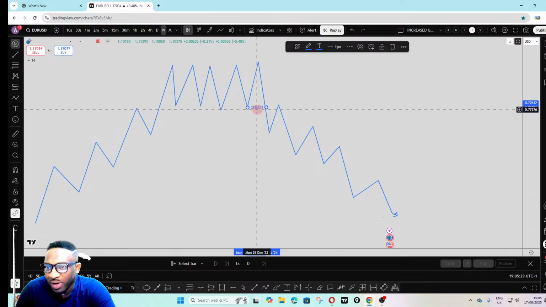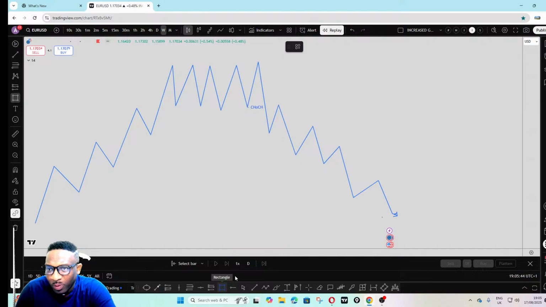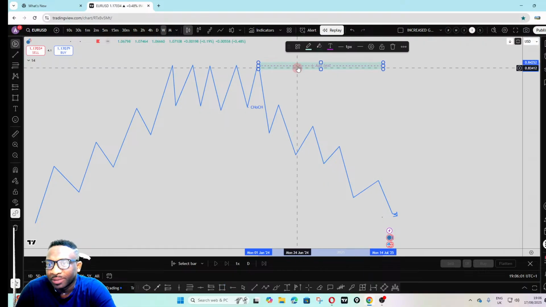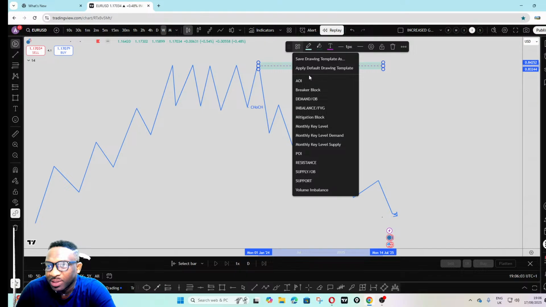So we have a change of character here. Once we have a change of character, all we do is originate it to where it started from. Go back to the origin of the move that caused the change of character here. Once we originate, we look for the last candle. It could be a red or green candle, depending on the colors you use on your charts. For me, I use green and purple, so it could be any color. This will be the supply zone.